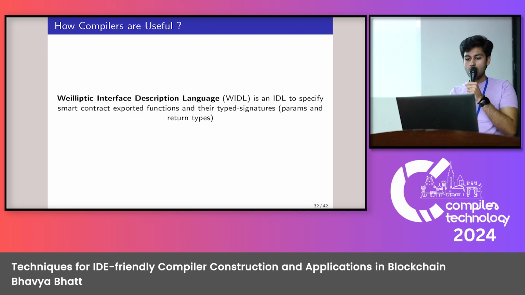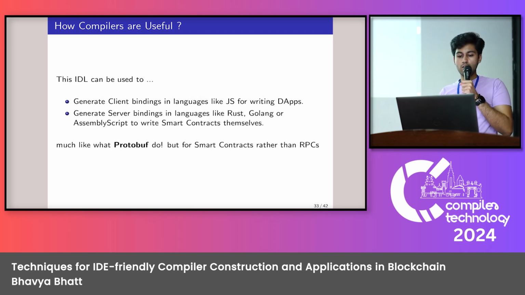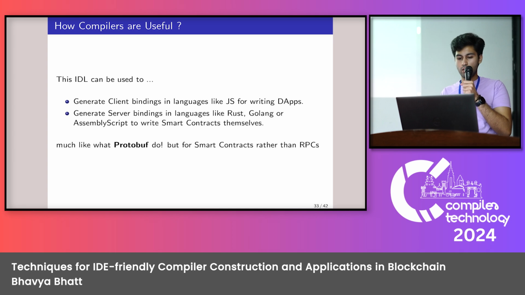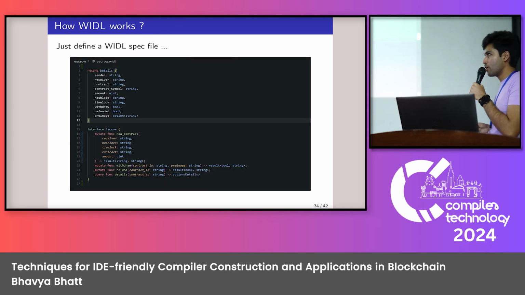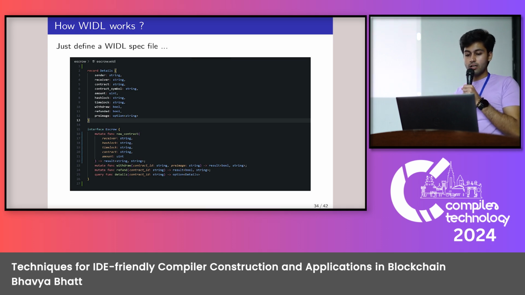That's where WIDL comes into the picture. WIDL is an IDL to specify smart contract exported functions and their typed signatures. The general idea is you specify your interface and then you can generate client bindings or server bindings for it. For example, this is an example of WIDL syntax. You just specify your interface, and you can define record types, enum types, aliases, and so on.